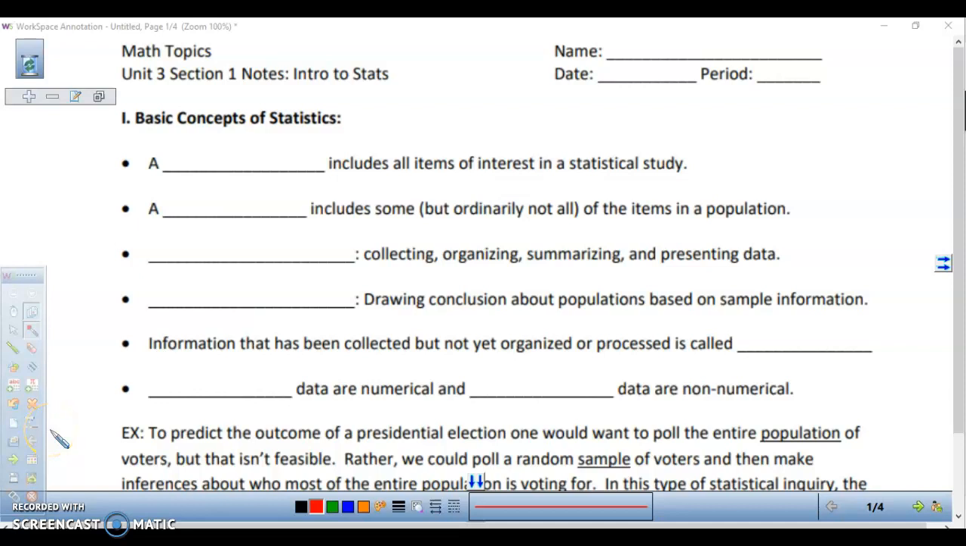Donaldson, and this is Unit 3, Statistics, and this Section 1 is just an intro to some basic concepts of statistics and some terminology we use throughout the unit.